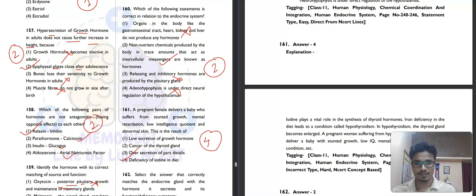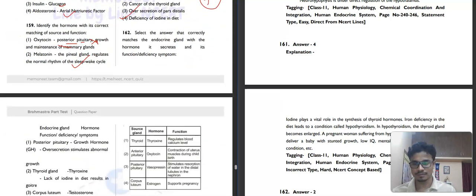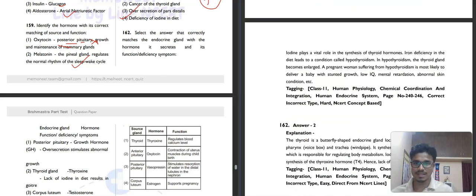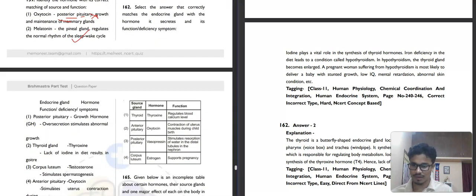Okay. Then question number 162. What it is saying is: select the answer that correctly matches the endocrine gland with the hormone it secretes and its function or deficiency syndrome. It is saying posterior pituitary growth hormone over secretion stimulates abnormal growth. It does not correctly match. Thyroid gland releases thyroxine, and lack of iodine in diet causes goiter.